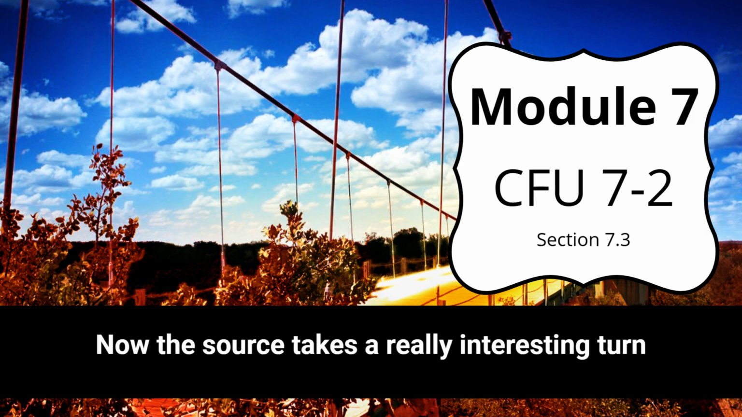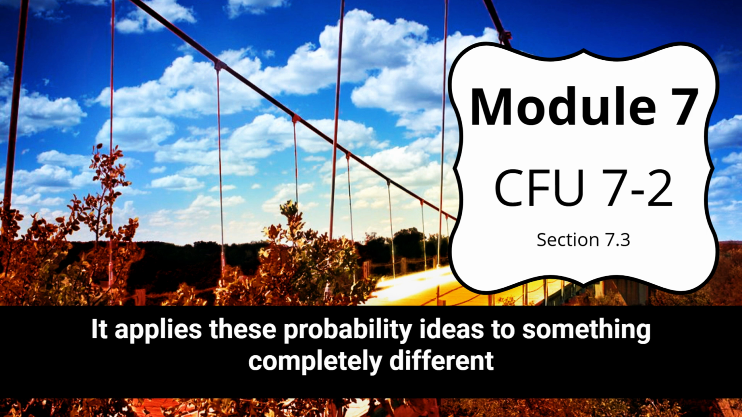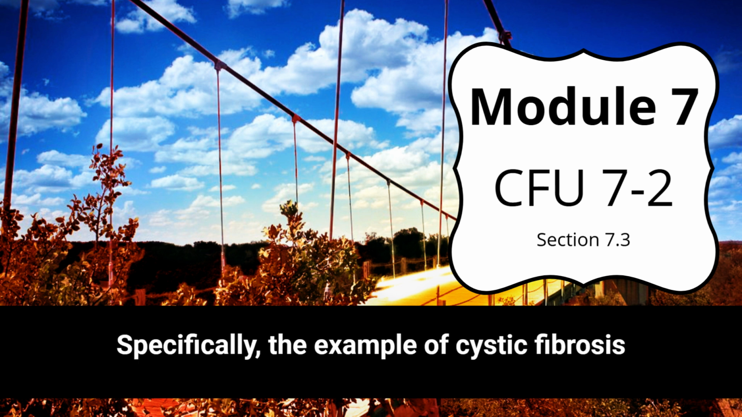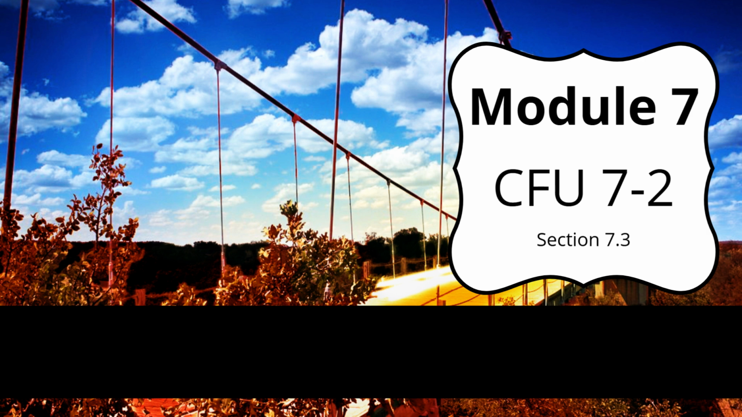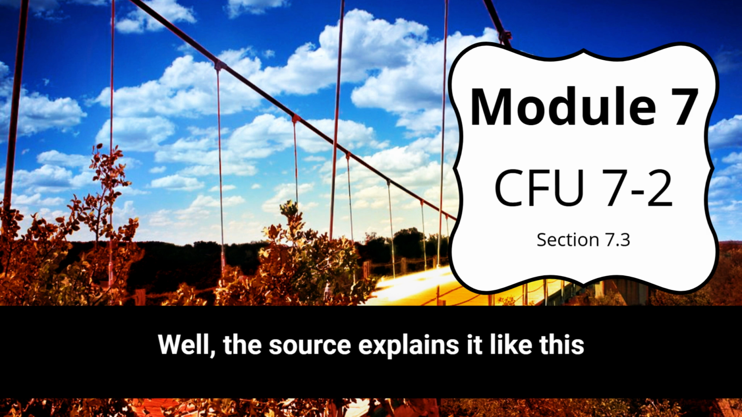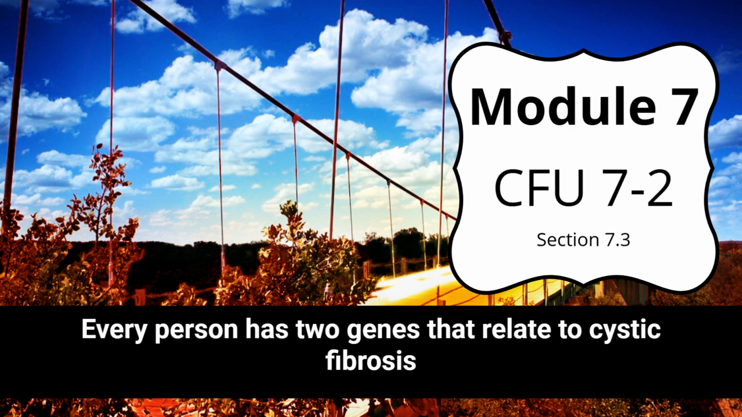Exactly. Now, the source takes a really interesting turn. It applies these probability ideas to something completely different: genetics. Oh, yeah. Specifically, the example of cystic fibrosis. That's fascinating. How does probability fit in with genetics? Well, the source explains it like this. Every person has 2 genes that relate to cystic fibrosis. 2 genes.